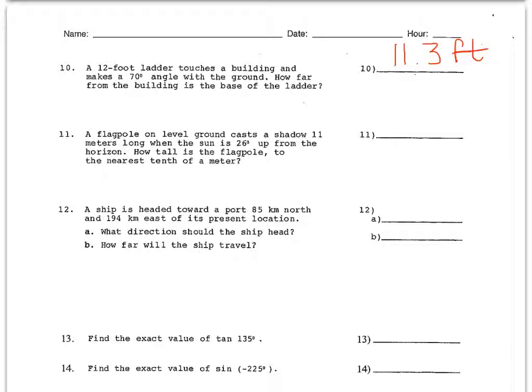Okay, let's draw a picture for number 11. A flagpole on level ground. So here's my flagpole. It casts a shadow 11 meters long. So this down here is its shadow, and the shadow is 11 meters, when the sun is 26 degrees up from the horizon. So the sun is over here someplace, and it's shining down like that, and where the sun rays meet the horizon, which would be right here, that angle is 26 degrees. And what I am looking for is the height of the flagpole. So I'm looking for this. Hopefully that picture makes sense to you.